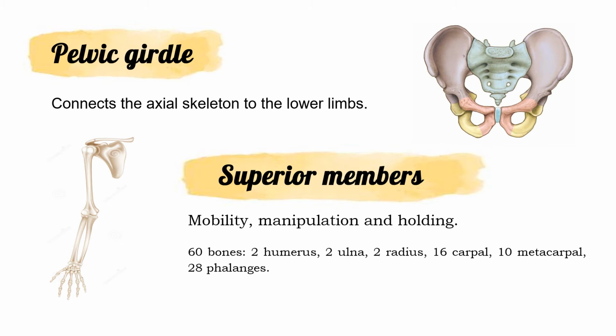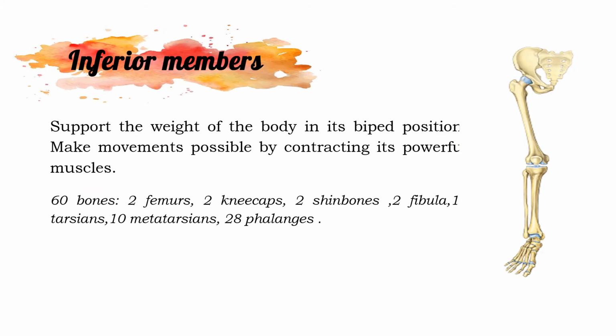The superior members are made up of 60 bones and 4 segments, and its functions are mobility, manipulation, and holding. The upper limbs also help us grab things. The inferior members are made up of 60 bones, and they have the function of supporting the weight of the body in the biped position and making movements possible by contracting its powerful muscles.